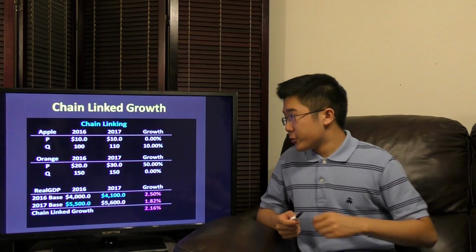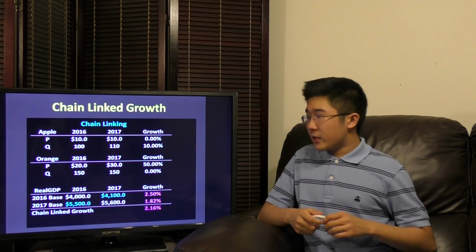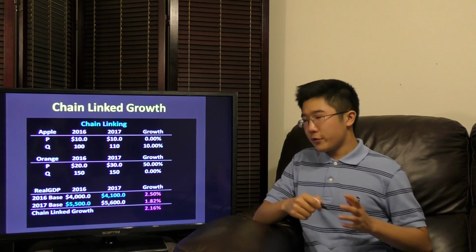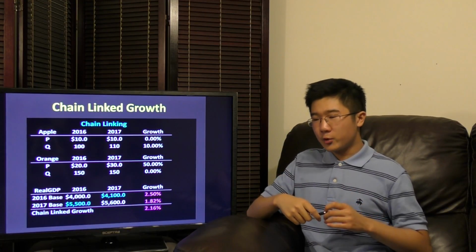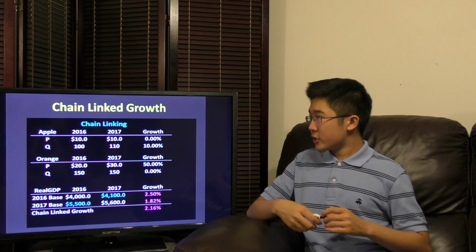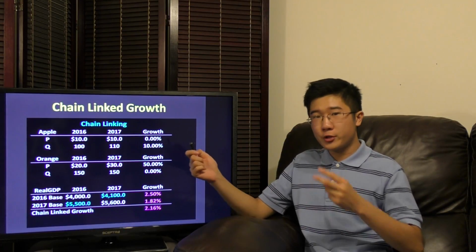Now, another thing we can use real GDP for is to find real GDP growth. Real GDP growth is a big deal, and to find it, one thing we use is chain link growth. Basically, we use chain link growth, and in this example, we're using 2 different years.